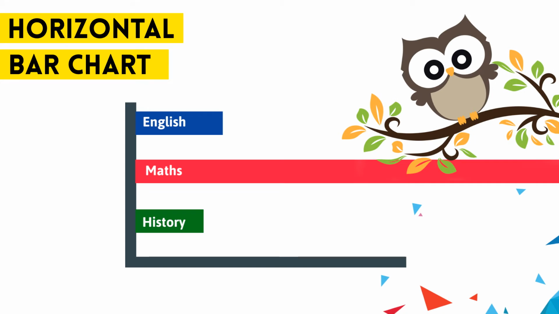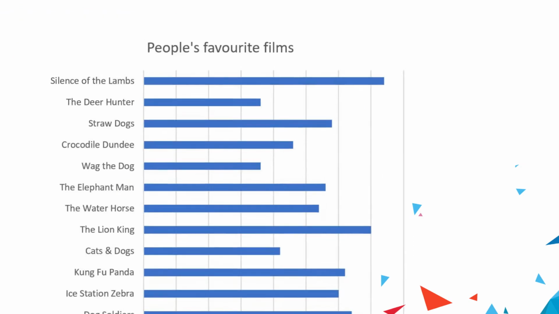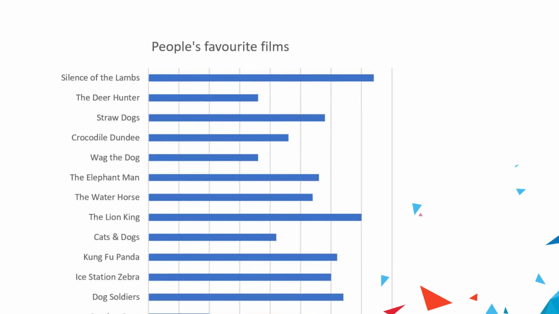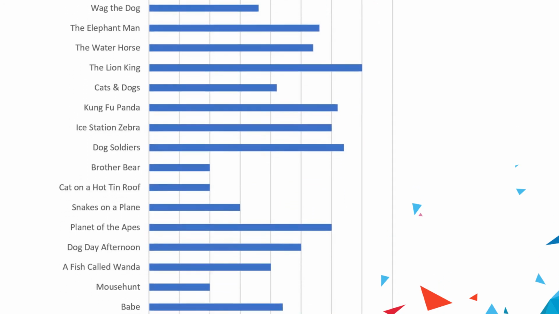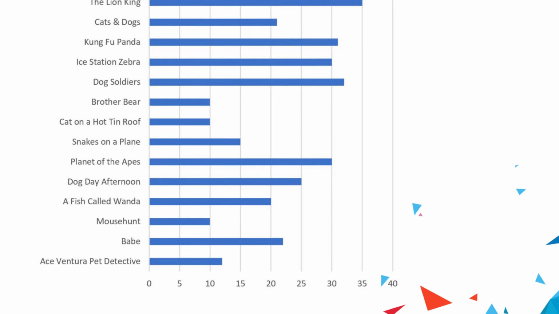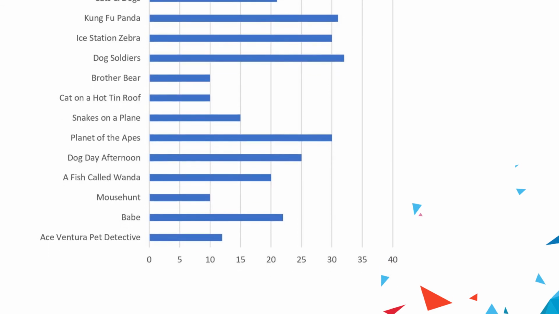This type of chart can also be useful when you have a very large number of different categories on your chart. Here, we've asked people what their favourite film is and given them lots of options. This is a big chart and you have to scroll to see it all, but it certainly wouldn't work well with the bars going vertically, as you would have a mess of labels at the bottom.